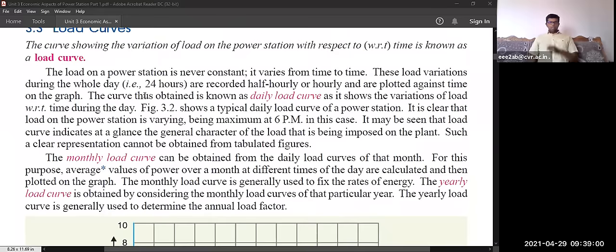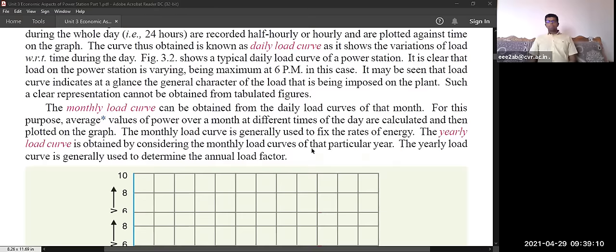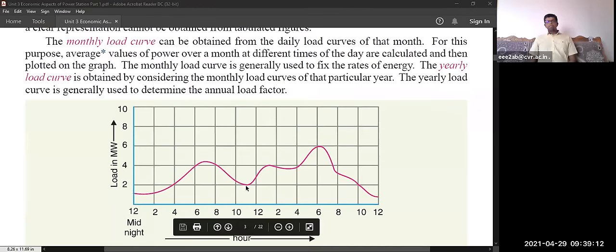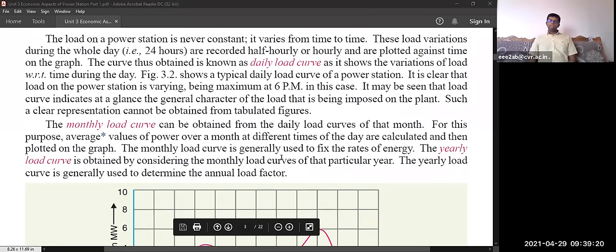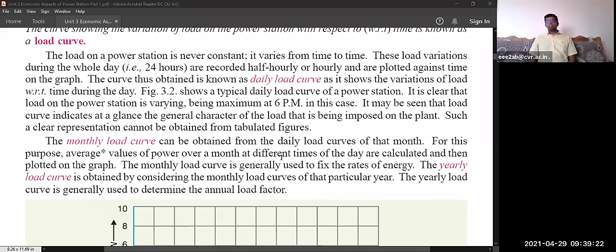So the load on the power station is never constant. It varies from time to time. So we can't predict that this will be the particular load on a particular day. Today's date, this will be the load, like that we can't predict. It might be varying. We can predict approximately, and it might be varying.